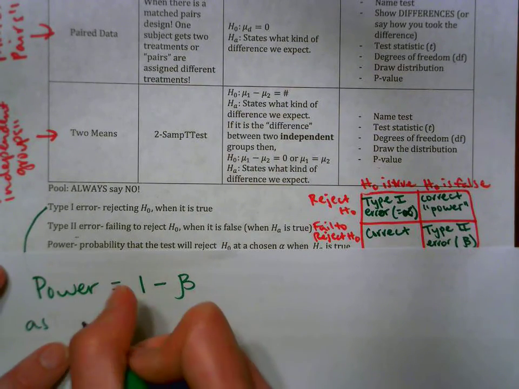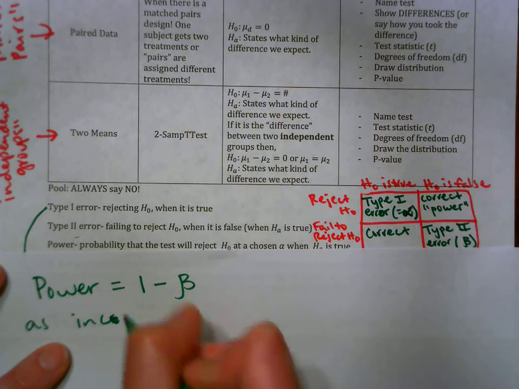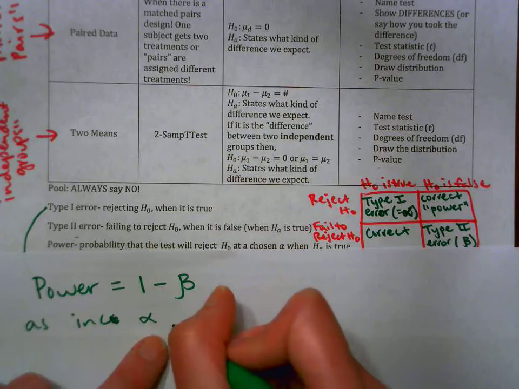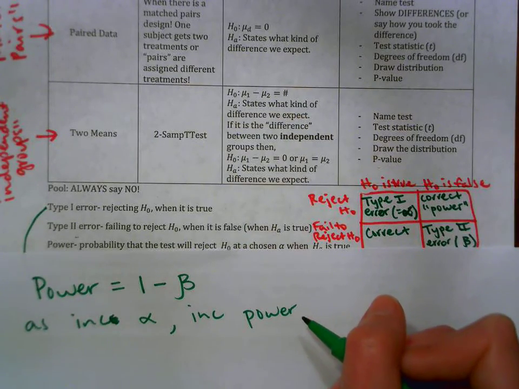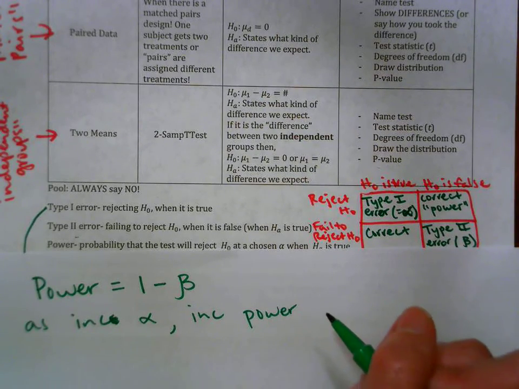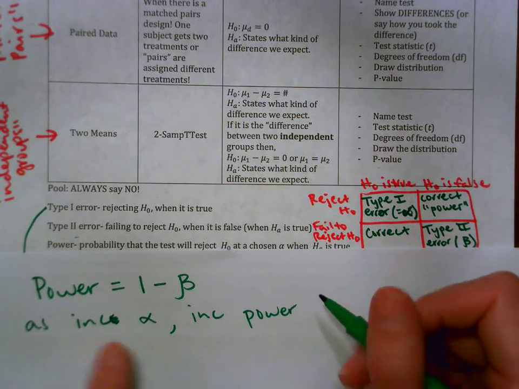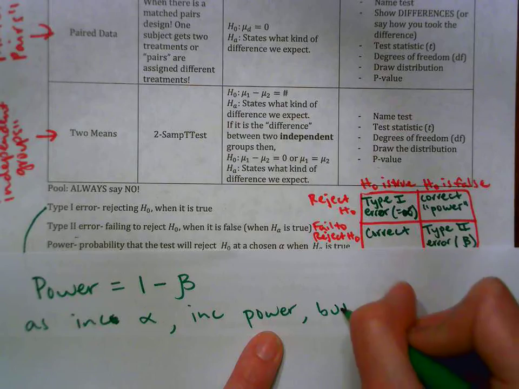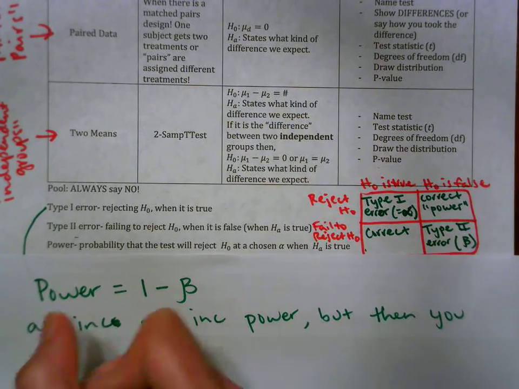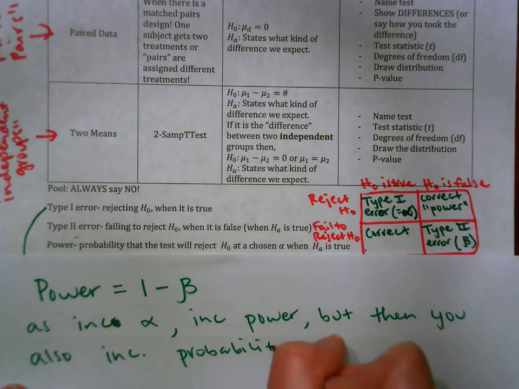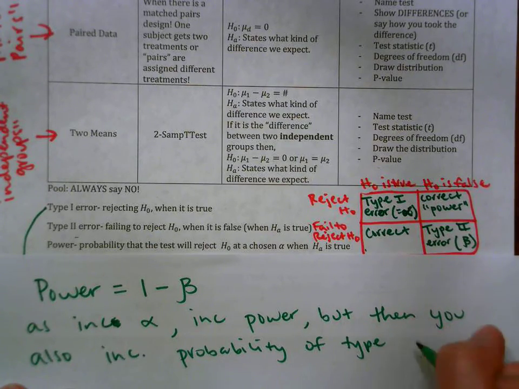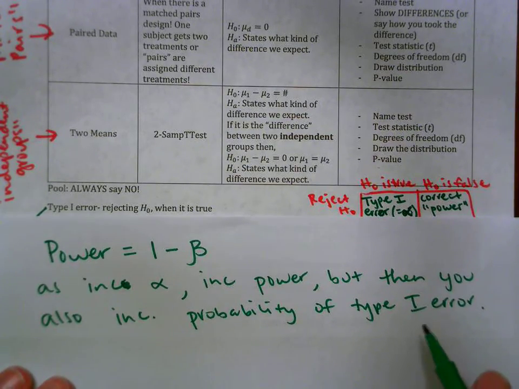As you increase alpha, your significance level, you increase power. But you also increase the probability of a type 1 error. So as you increase alpha, you increase power, which is good, but you also increase the probability of a type 1 error, right? Because we know alpha is the probability of a type 1 error. So you've got to find the balance.